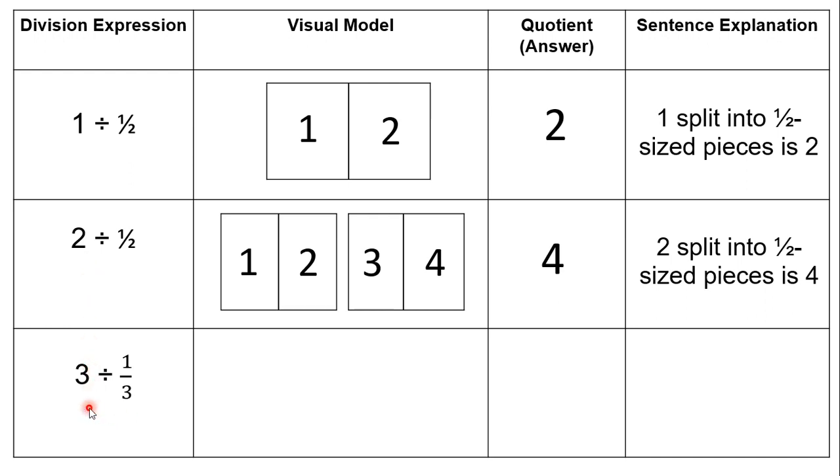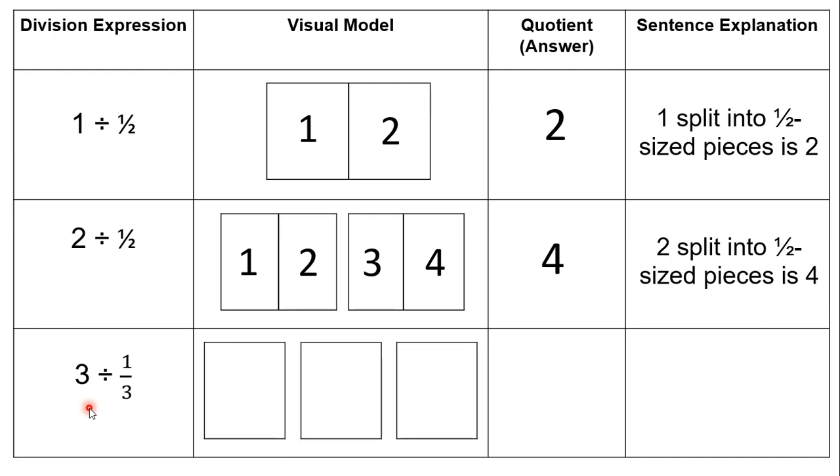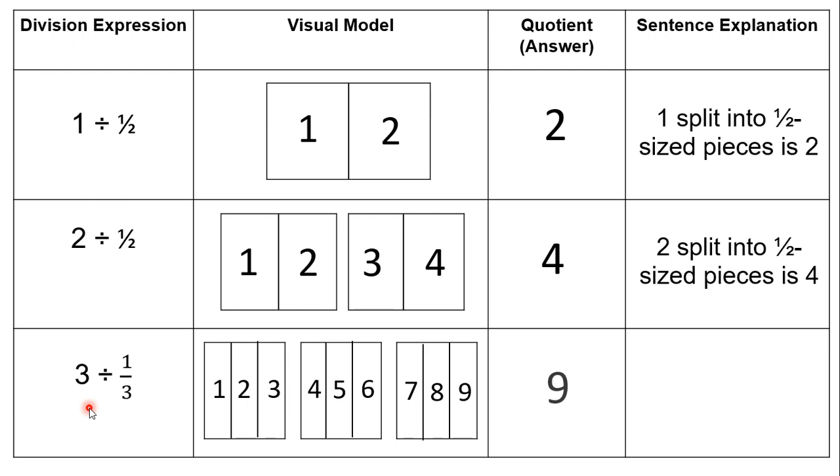Finally, let's do 3 divided by 1/3. We're going to start with 3 models. We're going to break each model into 1/3 size pieces. Now let's count the number of one-third size pieces there are. We can see there's 1, 2, 3, 4, 5, 6, 7, 8, 9 one-third size pieces, so our quotient is 9. For our sentence explanation, we're going to write 3 split into one-third size pieces is 9.